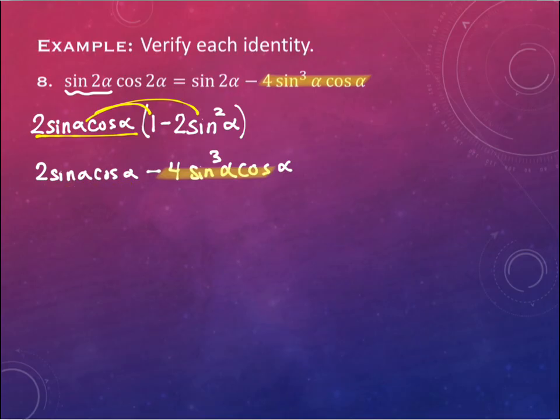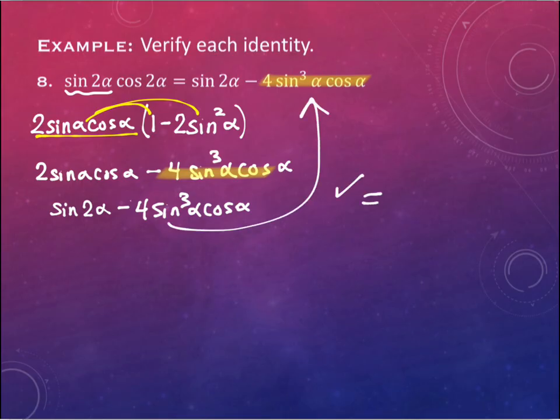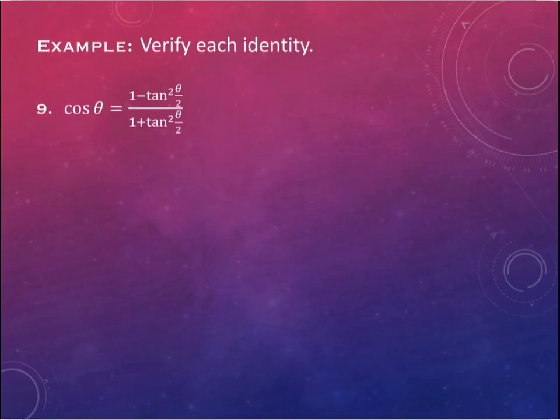So I can make my change here. I can write this as sine of 2 alpha, and then minus 4 sine cubed alpha cosine alpha. And in fact, that's exactly what I wanted this to look like. So that might feel a little bit better if you don't like factoring especially. But it's your choice. Either one will work. Okay? All right, let's try another one. A couple more.